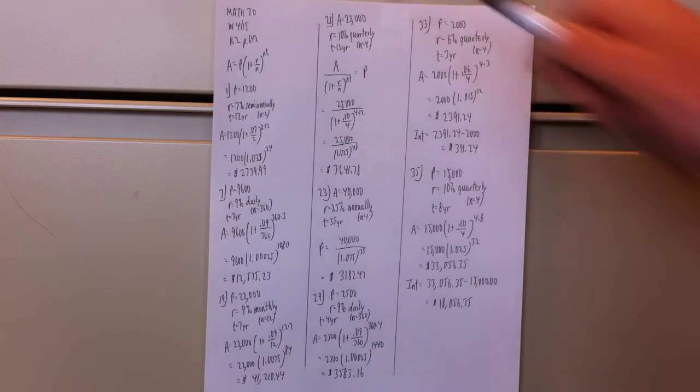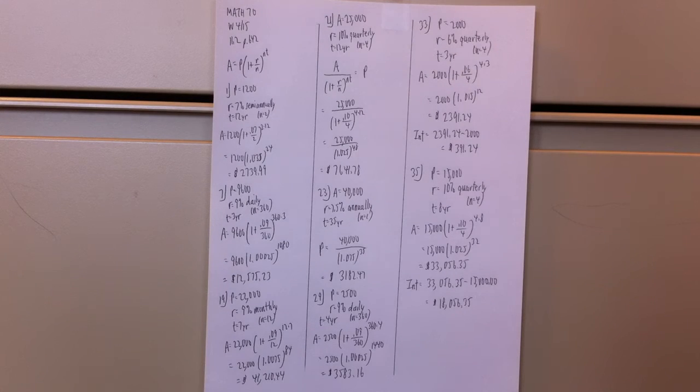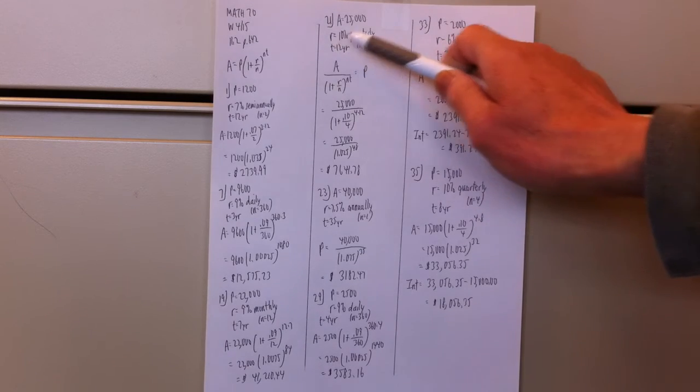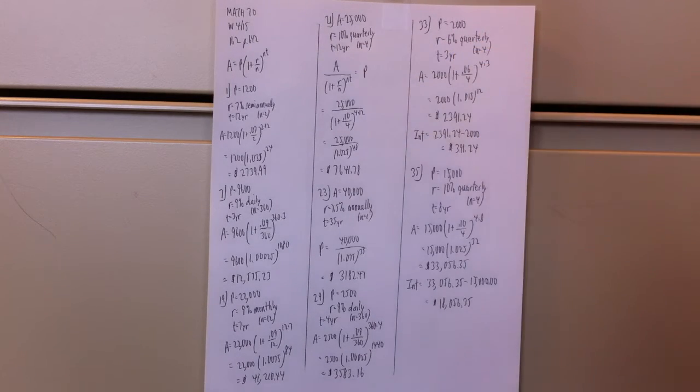So here we have the reverse. You want to end up with 25,000 in the future. So the language might be, in the future, if I want 25,000 and I can get 10% compounded quarterly for 12 years, how much do I have to deposit now? What's the principal that I have to deposit? So we go from there.